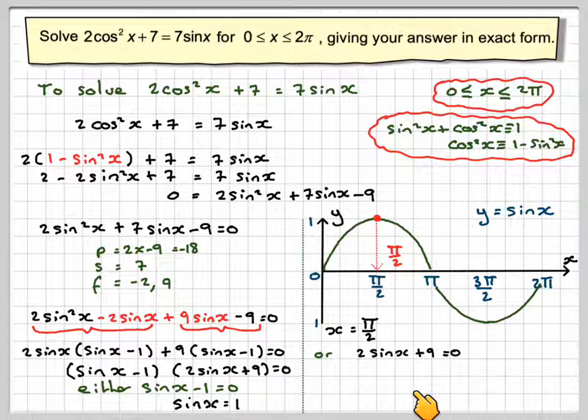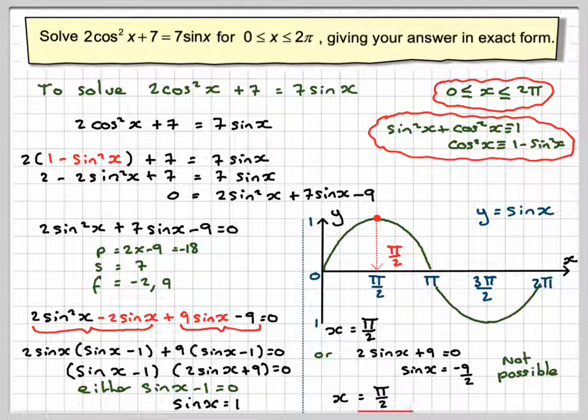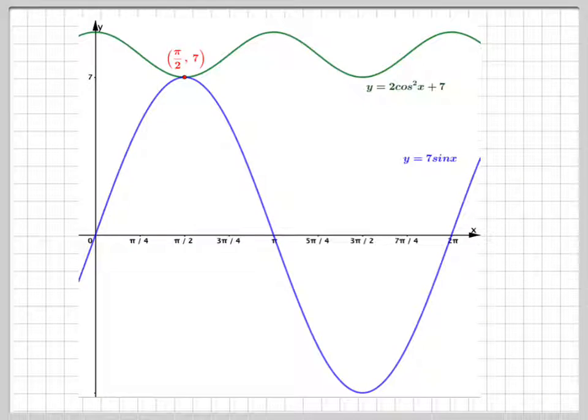Or 2 sine x plus 9 is equal to 0, which gives me sine x is equal to minus 9 over 2. Now that's not possible, you can't have a value of sine x like that. So not possible, so the only value you get is x is pi by 2. Now you could look at the graph of this. This is the graph of 7 sine x, and this is the graph of 2 cos squared x plus 7, and you can see they just intersect at one point at x is pi by 2.